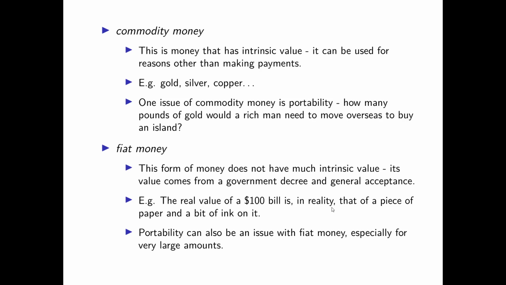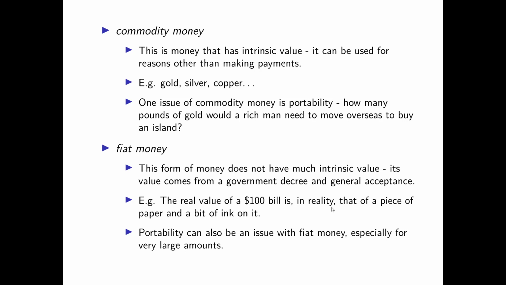Commodity money. Okay, now commodity money is money that has an intrinsic value. Okay, in other words, it can be used for other things than purchasing goods and services. Like gold is commodity money, silver is commodity money, copper. Okay, so these are used as forms of money, but of course you can use them for other things.